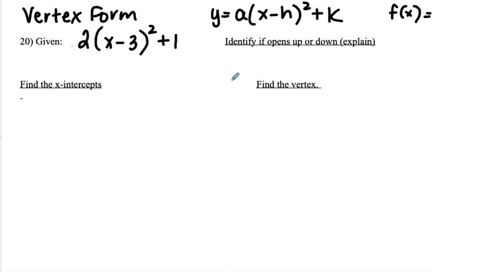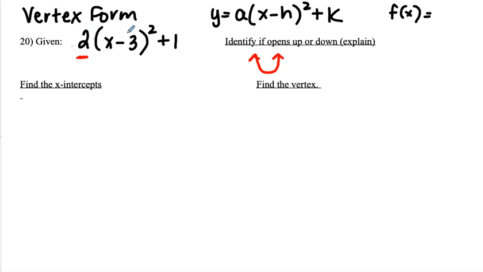All right, so the first thing I like to do is actually determine if it opens up or down, because I kind of want a picture of the parabola in my mind. So we know that the graph of a quadratic function is a parabola, and we know that if a is positive, it opens up. If a is negative, it opens down. So I know that this is positive. It's going to look something like this.